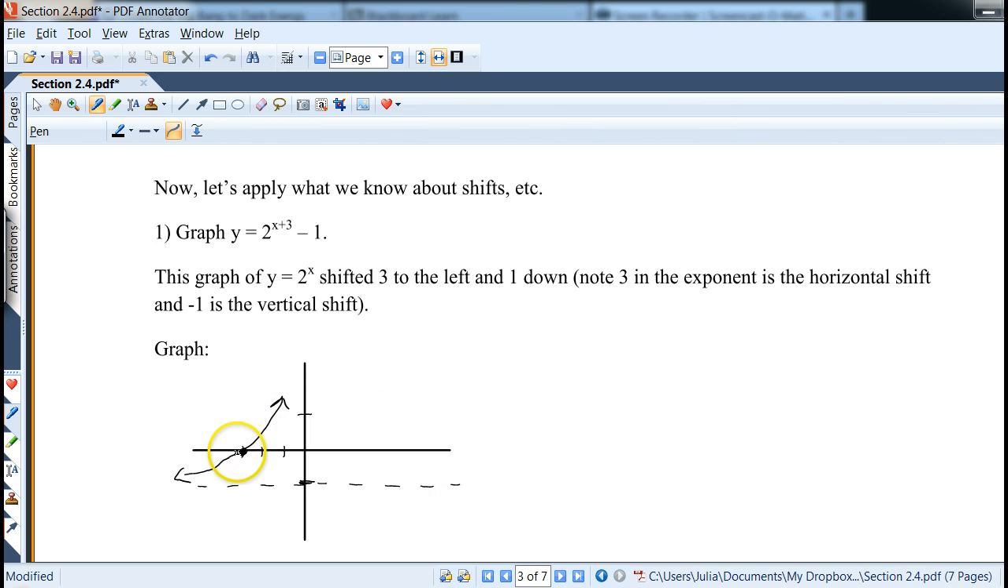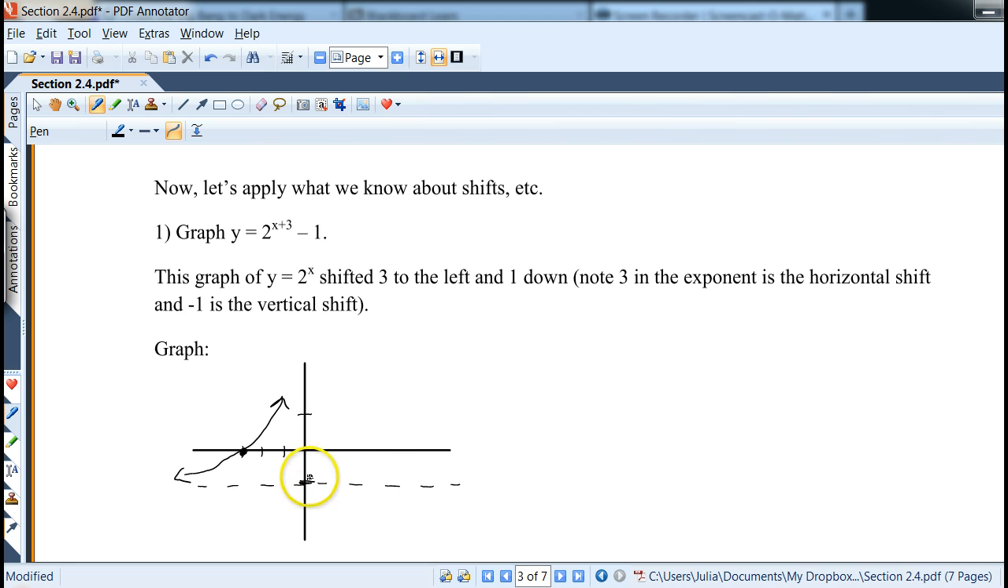And notice how I got this point: it starts at 0, 1 right here where my cursor is. So if you move 1 unit down, it's going to be at the origin, and then you move 3 units to the left, 2, 3. So it's going to be right here at negative 3, 0. And then from then on, I drew the growth function because it's base 2, so it is growth.